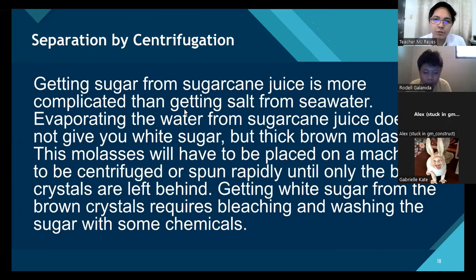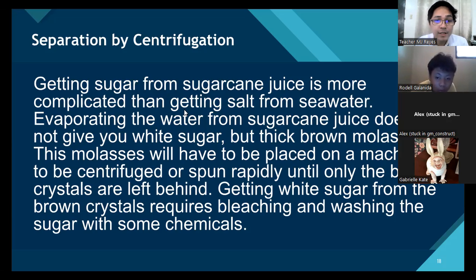Getting sugar from sugarcane juice is more complicated than getting salt from seawater because there are a lot of components in a sugarcane. If you squeeze a sugarcane plant, you will get a lot of solutes. Evaporating water from sugarcane juice does not give you white sugar at all. Why? You get thick brown molasses.